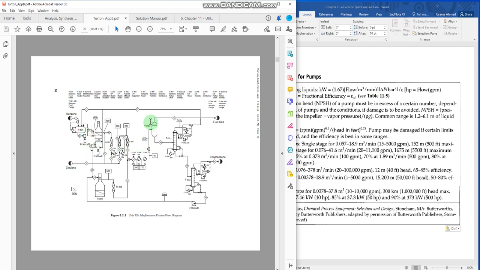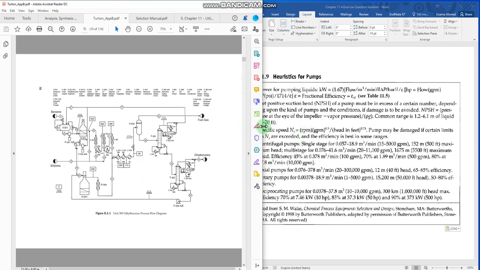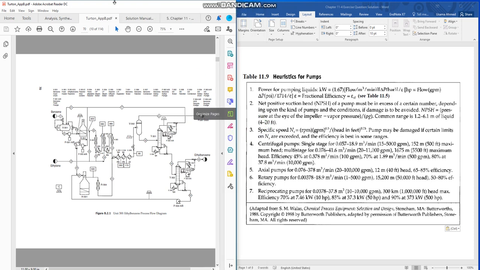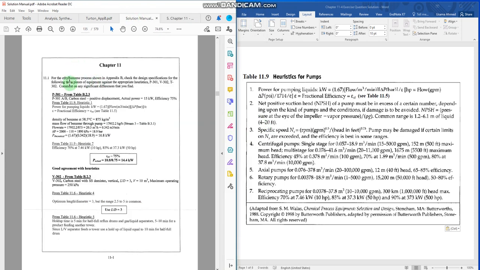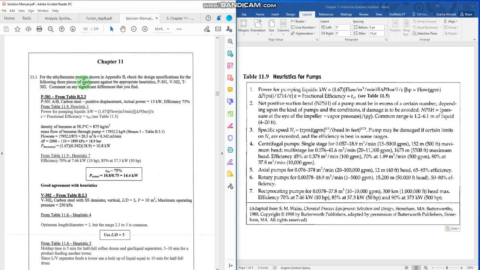Then we will talk about the vessel V302 that is given in the problem, and then we will try to solve the tower here, T302, by applying simple heuristics. Okay, now let us start with the pump 301, and let's see what we have in the heuristics. Now let us see this solution here. For the ethyl benzene process shown in the appendix, we check the design specifications for the following three pieces of equipment against the appropriate heuristics: P301, V302, and Tower 302. Comment on any significant differences that you find.